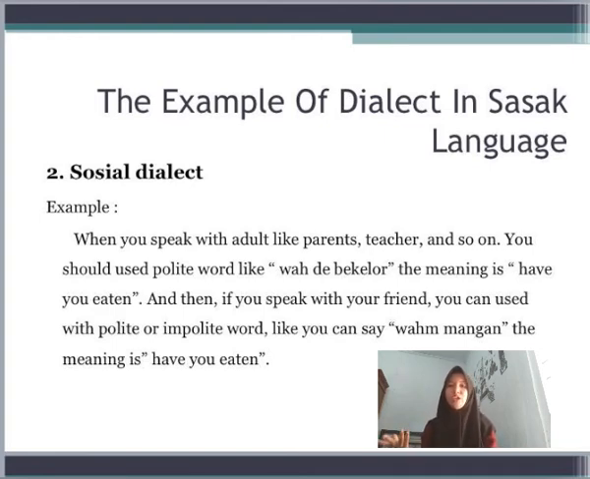And then if you speak with your friends, you can use polite or impolite words. Like you can say "Wah mangan." The meaning is have you eaten? Like that. They have a similar meaning, but when we speak with adults or with our parents, we use polite language or polite words, and then when we speak with our friends, maybe you can use polite or impolite language.